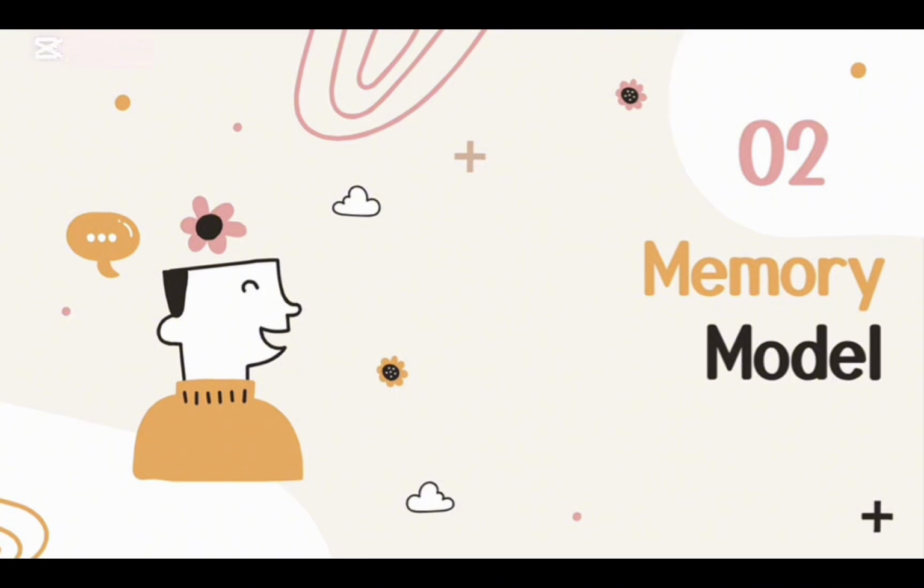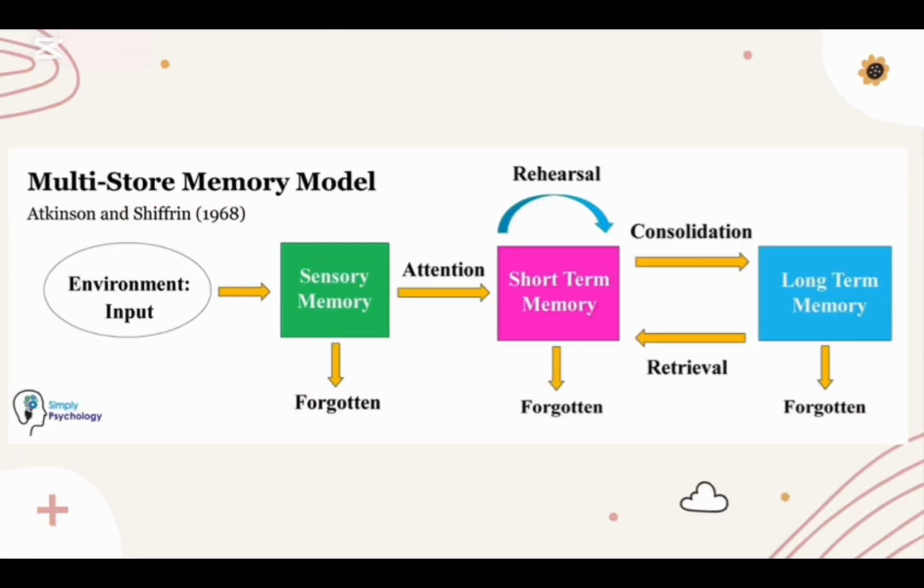Okay, second, the memory model. So here is the multi-store memory model described by Atkinson and Shiffrin in 1968. First, the outside stimulus is received by the sensory register and stored for a really short time. So if you do not pay attention to this memory, it will disappear quickly. But if you pay attention to this sensory input, it will move to short-term memory.